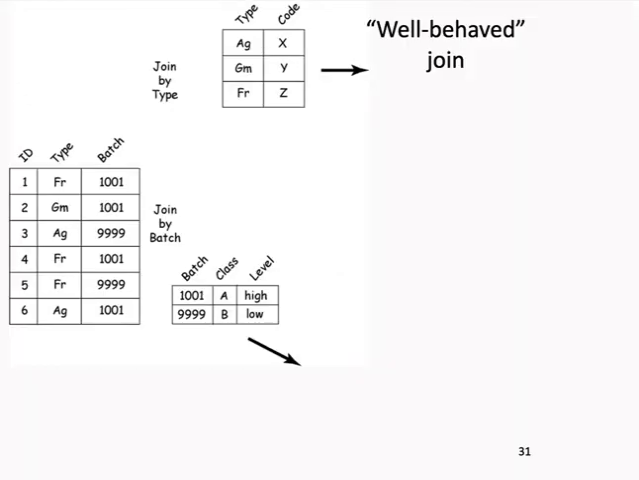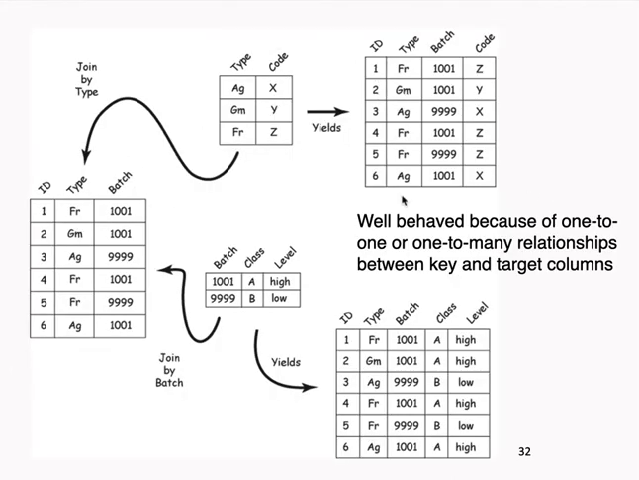The most common mistake rookies make, folks that haven't been thinking about this or working with it a lot, is joining in the wrong direction, right? So here's a well-behaved join, right? This is an XYZ, and I'm joining in this direction, joining by type, AG, GM, and FR, to here. I'm joining in this direction. Then I get an output that's basically matching.